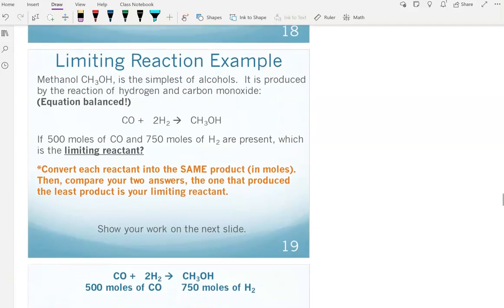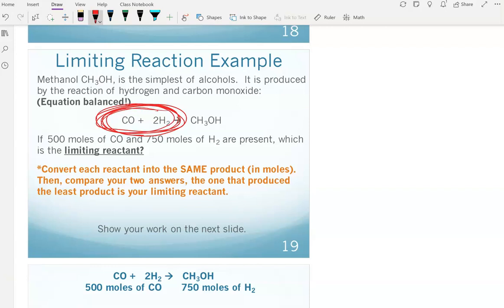So we can use stoichiometry to figure out what reactant will limit how much product we can make. So here we have methanol. It's a very simple alcohol, and it's produced by this chemical reaction here, hydrogen gas and carbon monoxide being combined together. And this is how scientists can predict, theoretically, how much product can we make based on the reactants that we have.